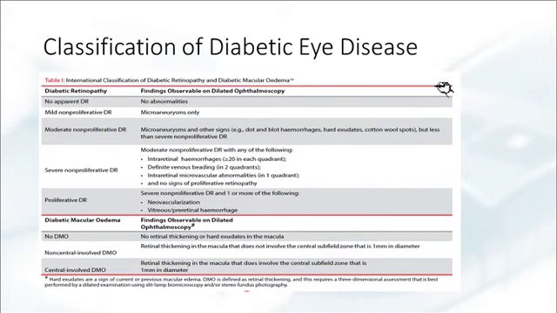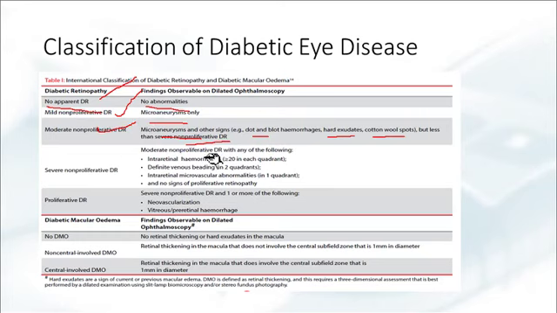Now, how do we classify diabetic eye disease? Well, if there is no apparent diabetic retinopathy and there are no abnormalities, then we'll say that there is no apparent diabetic retinopathy. If we only find microaneurysms, we'll say that the person has mild non-proliferative diabetic retinopathy. If they have microaneurysms and there are dot and blot hemorrhages, there's certain hard exudates, cotton wool spots, but less than what we would consider severe non-proliferative diabetic retinopathy, then they have moderate non-proliferative diabetic retinopathy.